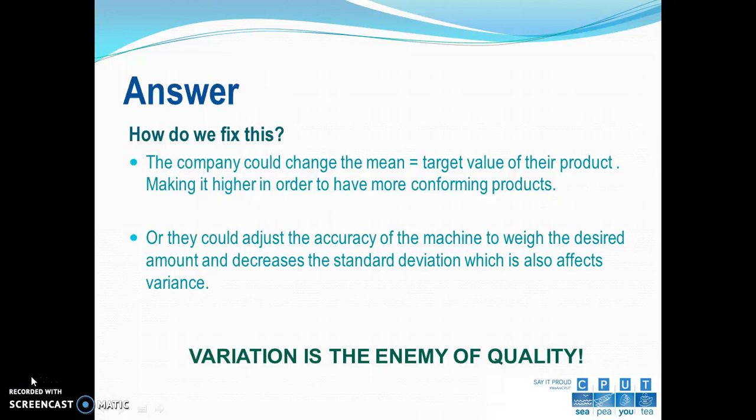Righty then, so we have reached the end of our screencast. I hope everyone enjoyed it, and I hope you have learned something about normal distribution.